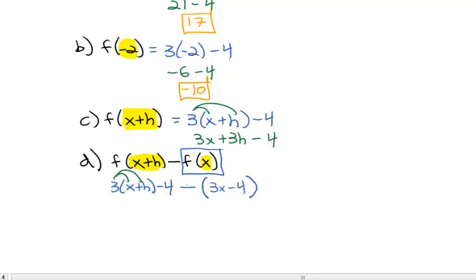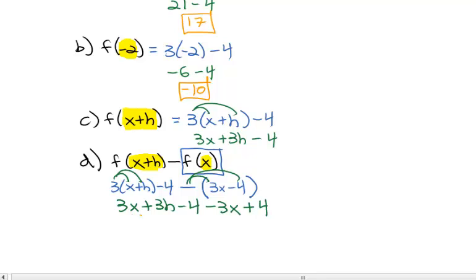And now distribute. So we'll distribute the negative, we'll distribute the 3. We got 3x plus 3h minus 4. Distribute the negative is minus 3x, and a negative 4 is a positive 4. That's the piece people miss when they forget to distribute the negative. Someone's going to do that on the test. Don't let that be you.